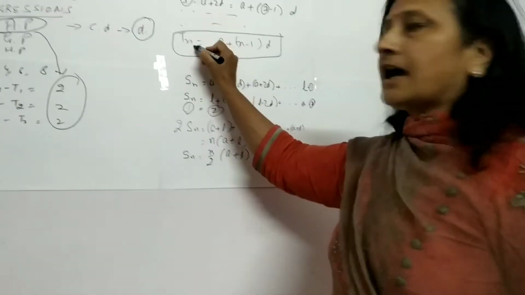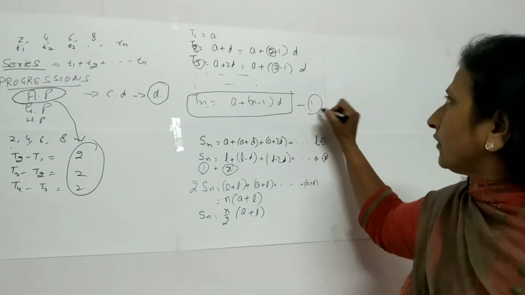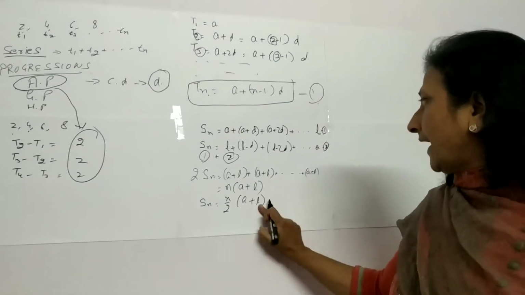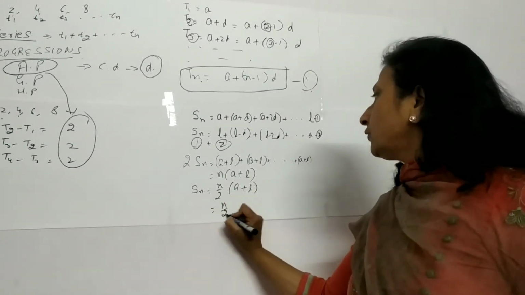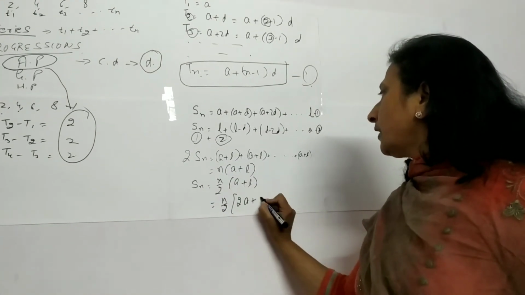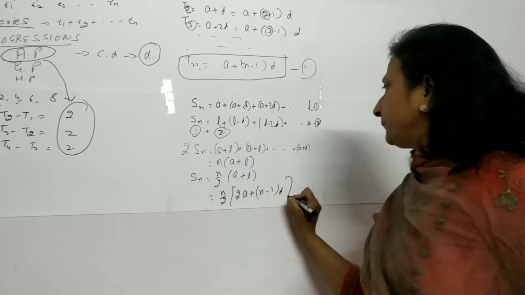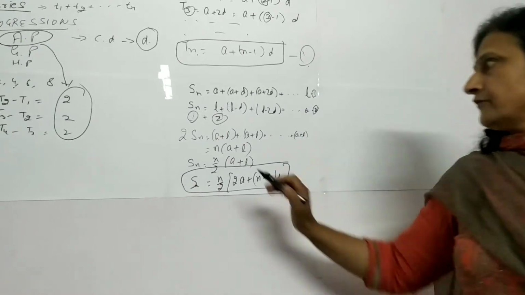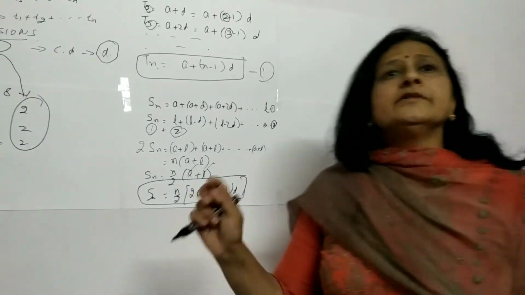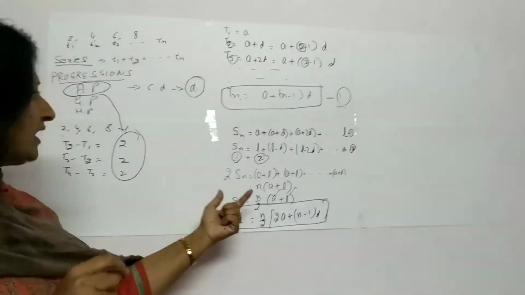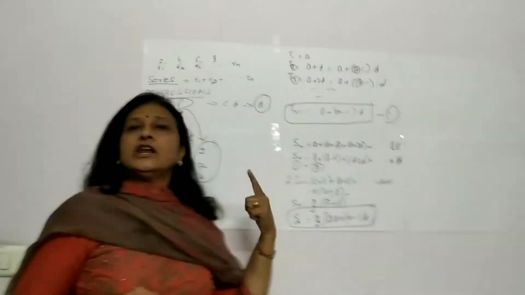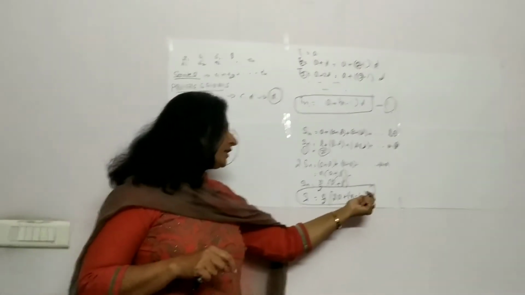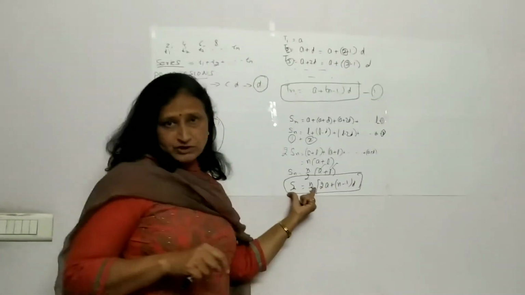L is the last term that we have just found out over here. So putting the value of L over here, what we will get? N by 2, on solving it, it will come out to be 2A plus n minus 1 into D. So depending upon the question, if we are given the first and last term, we shall be using this formula, and if we are given the first term and the common difference, we shall be using this formula.